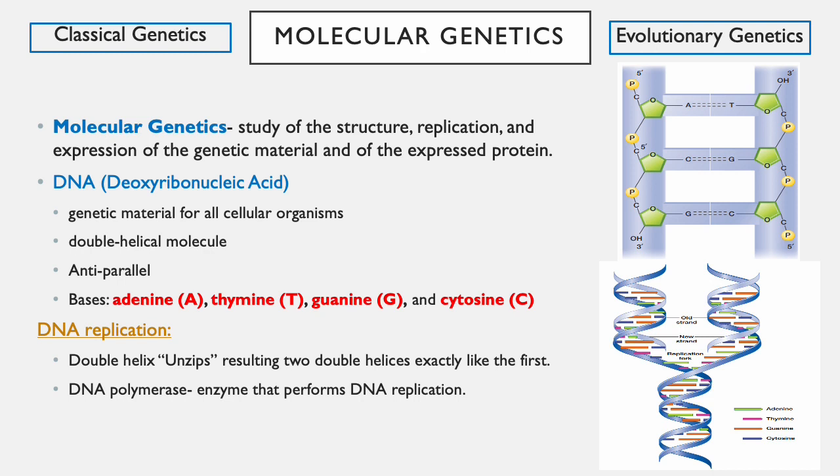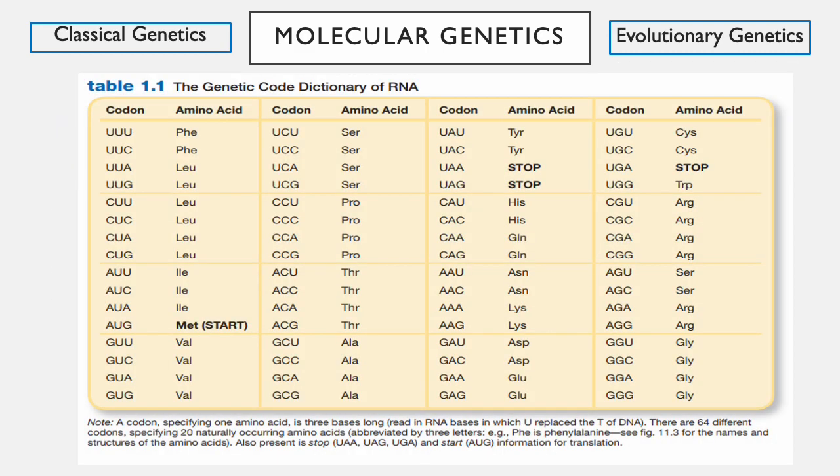In terms of DNA replication, the double helix unzips, resulting in two double helices, exactly like the first. The DNA polymerase enzyme performs DNA replication, but we'll be covering more about this in detail as we go to the central dogma of molecular biology. So this table shows you the genetic code dictionary of RNA, and it shows that a sequence of three nucleotides, a codon, would code for a specific amino acid.